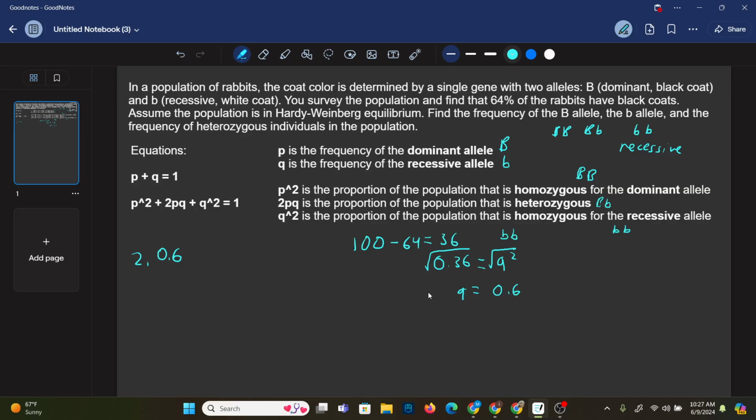Now we need to find the frequency of the big B allele, and we use the equation p plus q equals 1. We already have q, so we do p plus 0.6 equals 1. We subtract 0.6 from both sides, and we get p equals 0.4. And this is the frequency of the big B allele, which is the dominant allele.